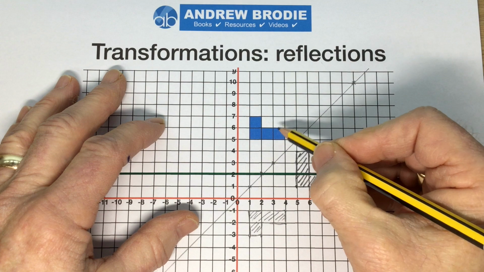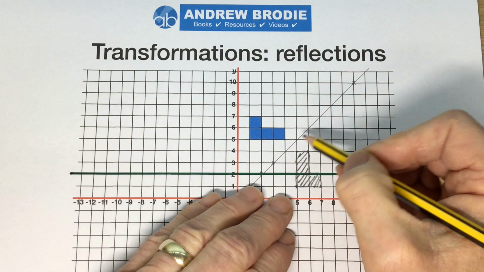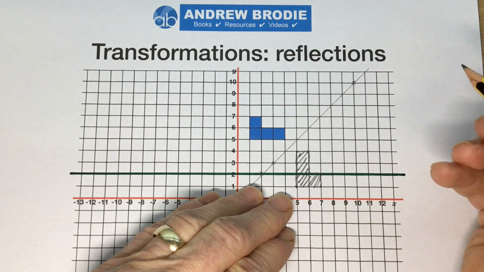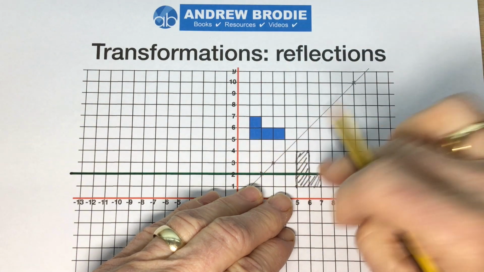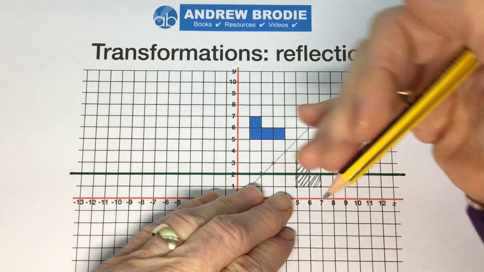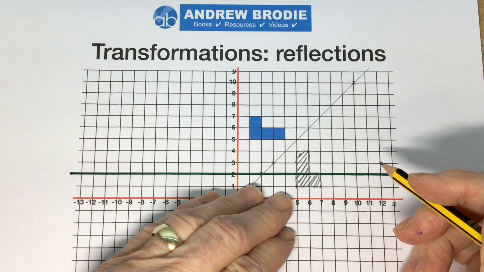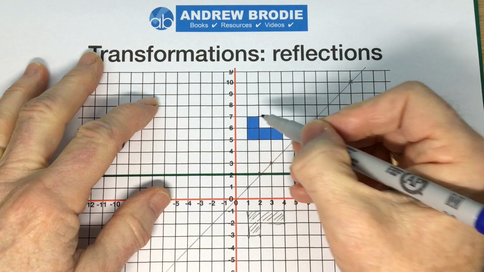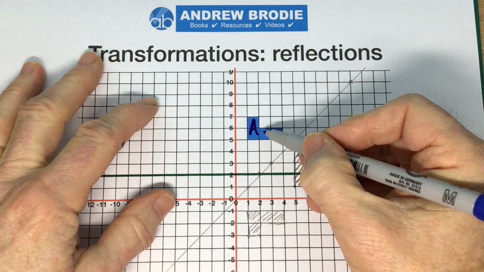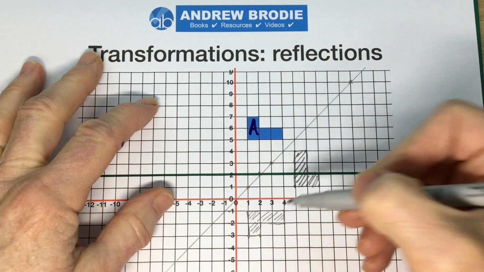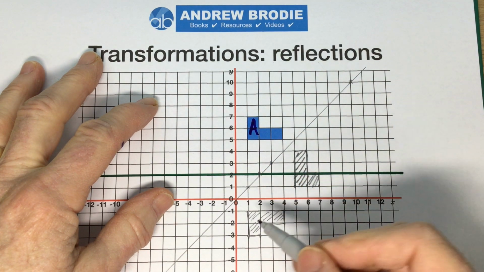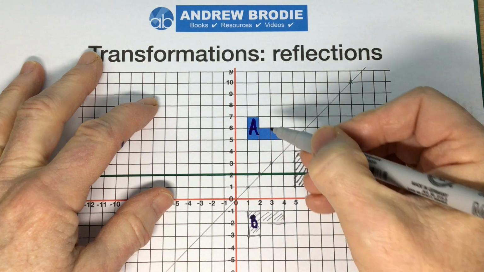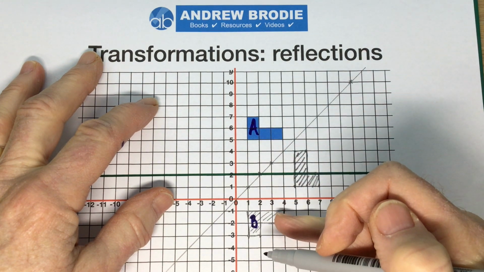So there is that shape reflected in the line y equals x, and you can see the sort of symmetry there. It's like a mirror line, and it's reflected across the mirror. So let's call the original shape A. You may be asked, what has happened to it to be mapped onto shape B? So shape A has been mapped onto shape B.